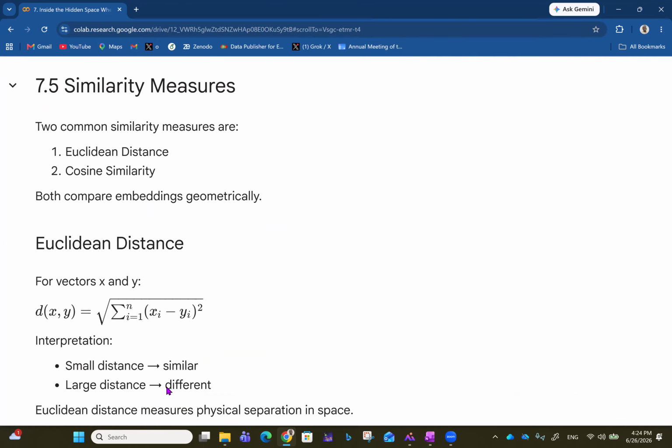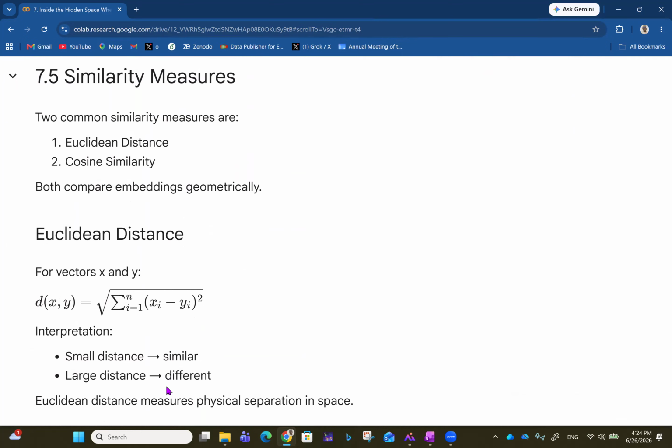Then let's talk about similarity measures. We considered that in the last video too. Never mind the repetition; we have to repeat this concept so that it can really be established in your thinking. Two common similarity measures are Euclidean distance and cosine similarity, and both compare embeddings geometrically.